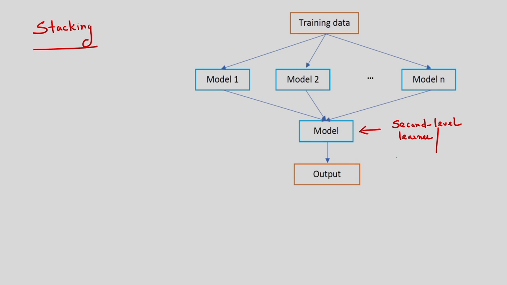or sometimes it is called the meta learner. And all these models, model 1, model 2, I can consider as first level learners.